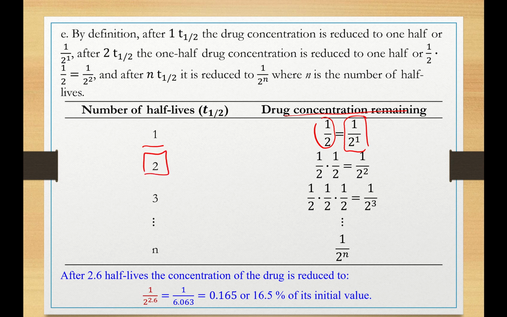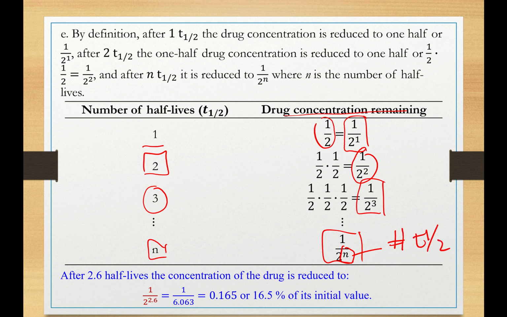Now, after 2 half-lives, I'm going to have concentration remaining 1/2 squared, 1/2 times 1/2. After 3 half-lives, it's going to be 1/2 to the third. And after n half-lives, I'm going to have drug concentration remaining 1/2 to the n. Obviously, n here is the number of half-lives, right? So now back to our question. After 2.6 half-lives, the concentration of the drug remaining is 1/2 to the 2.6.